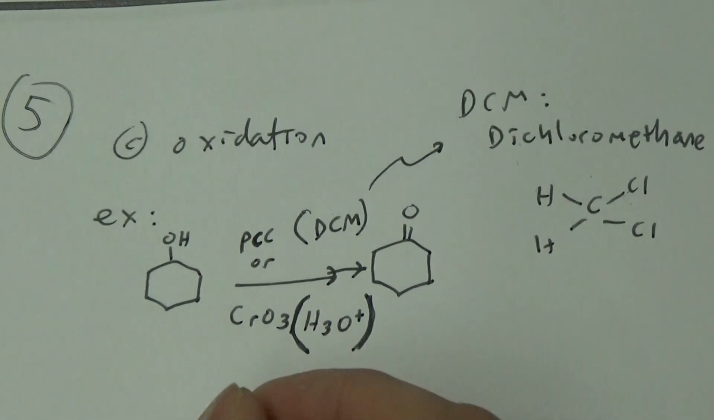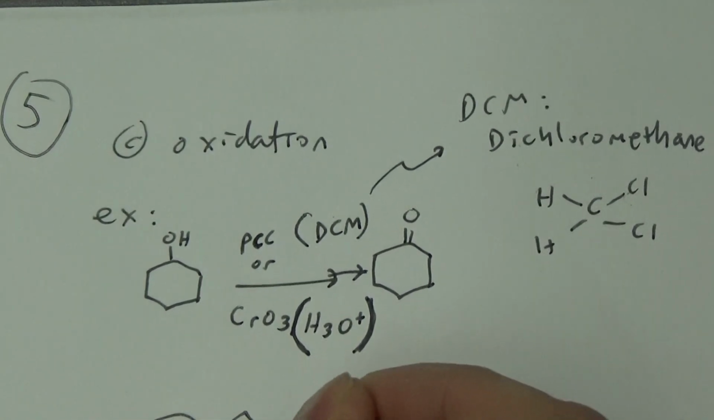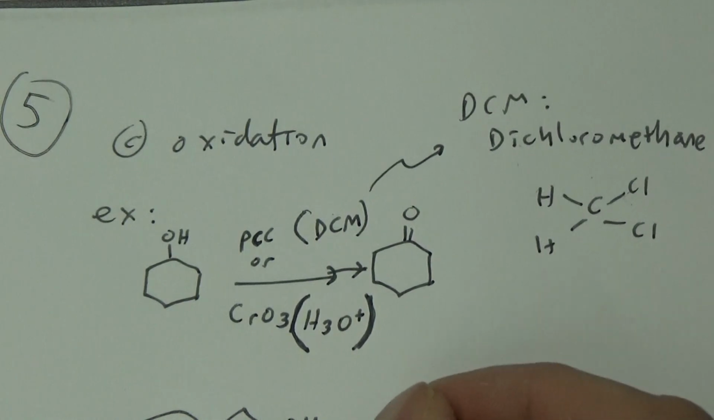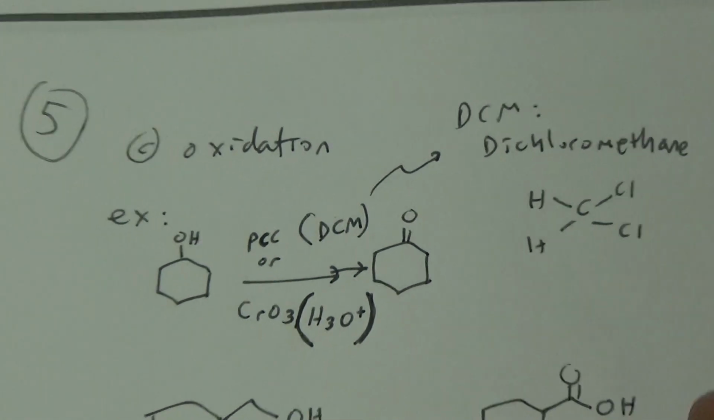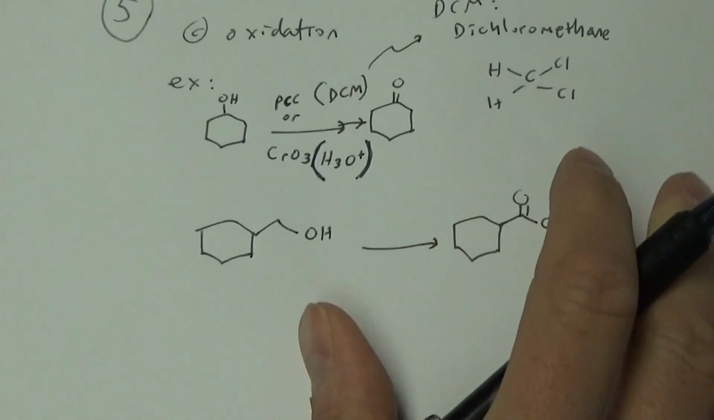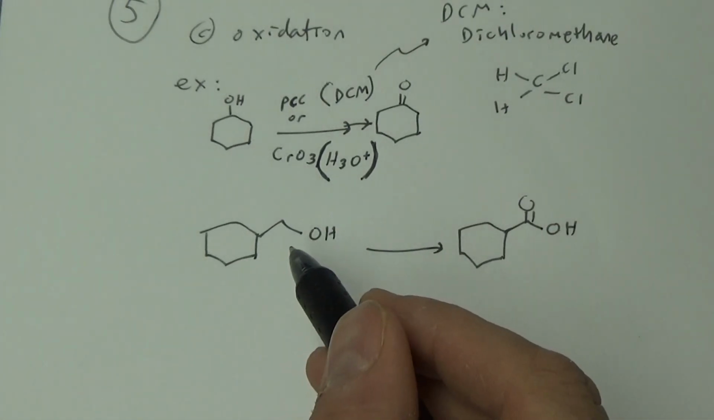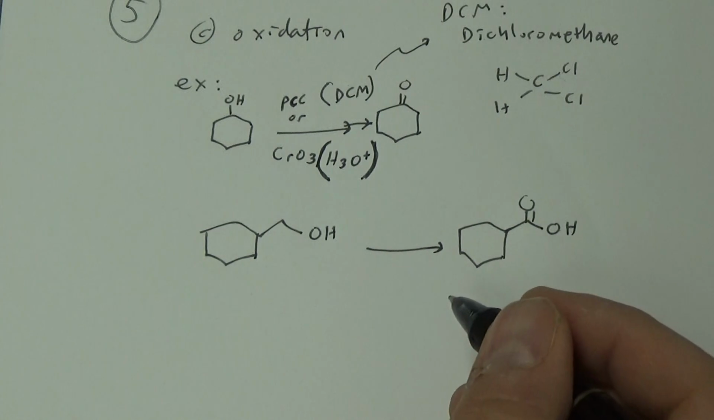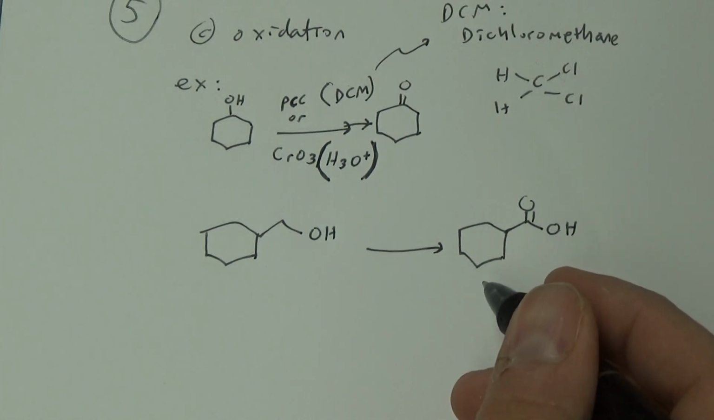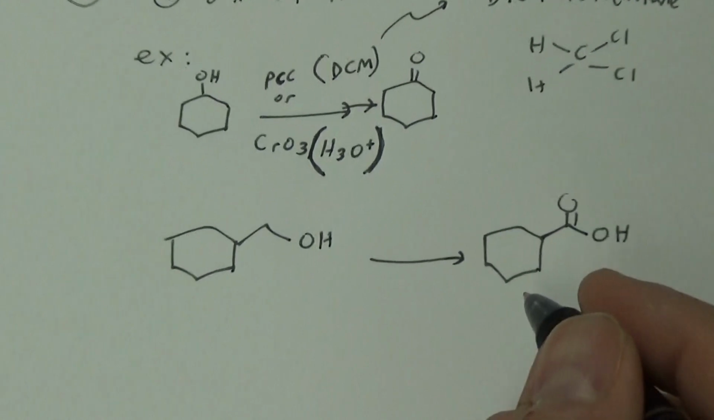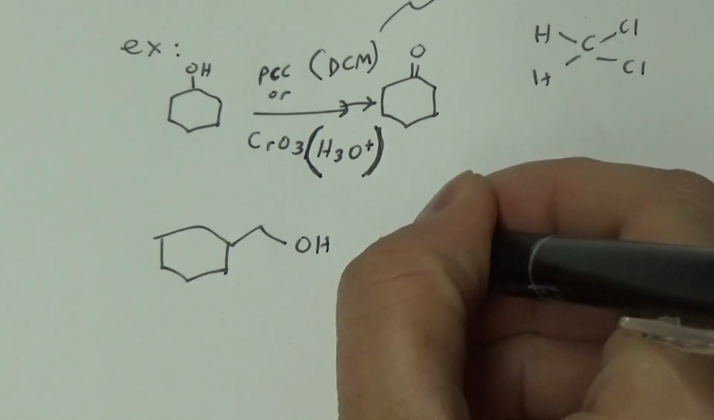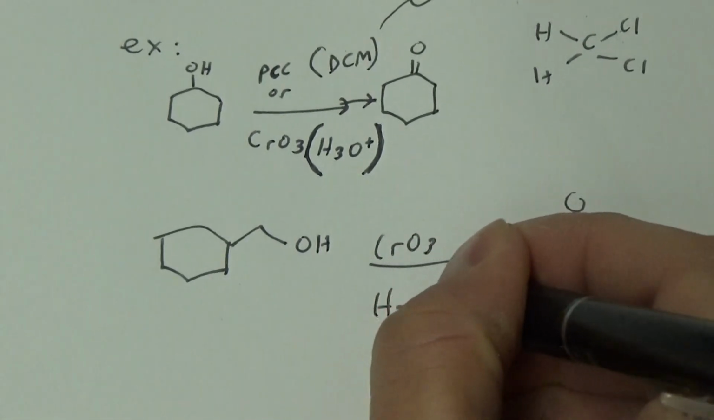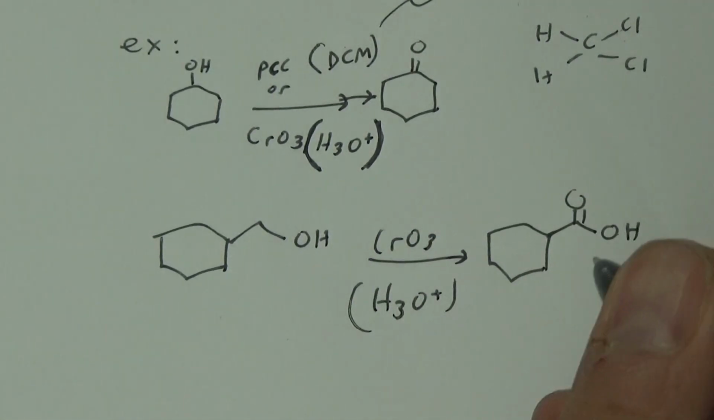What if we're going from a primary alcohol like this one, and we want to oxidize it to the carboxylic acid? Whoops, sorry. We want to oxidize this primary alcohol to this carboxylic acid. Should we use PCC or CrO3? It looks like we're doing a double-step oxidation, a full oxidation, so we would need to use CrO3 and H3O+, and I'll put parentheses around the H3O+.